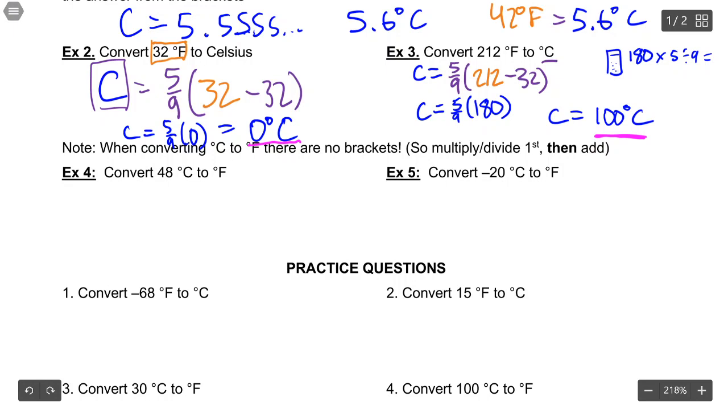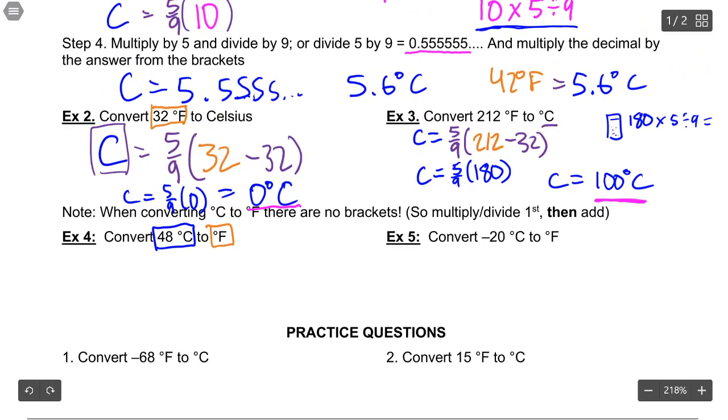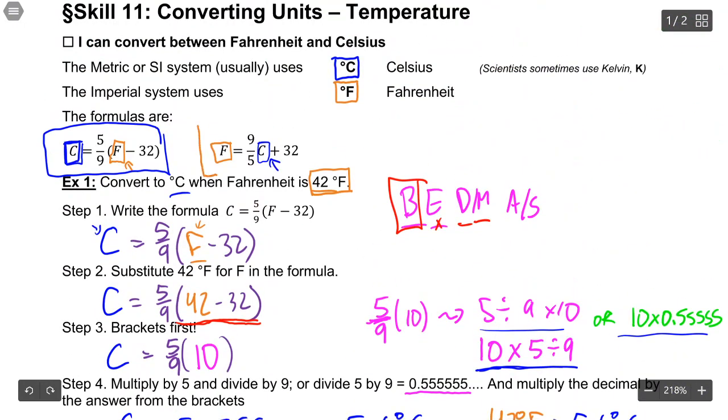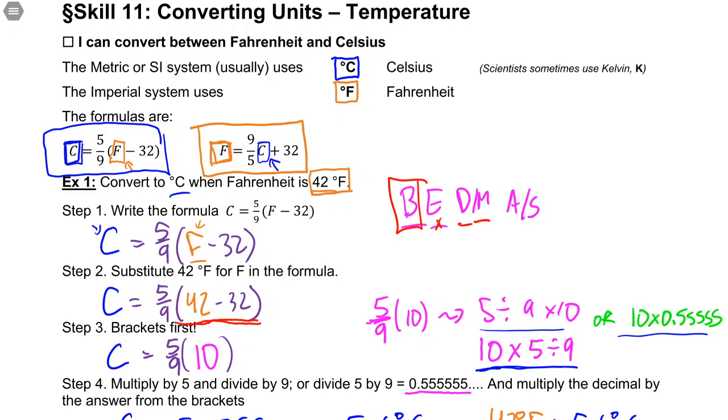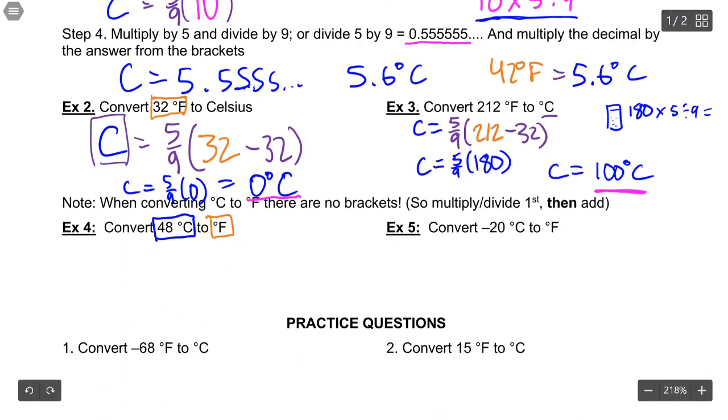Okay, so let's go backwards. This one here, we're converting from Celsius to Fahrenheit. Since we're converting Celsius to Fahrenheit, we want the formula that is solved for Fahrenheit. So Fahrenheit is 9 divided by 5C plus 32. So F is 9 divided by 5, no bracket, 9 divided by 5 Celsius plus 32.